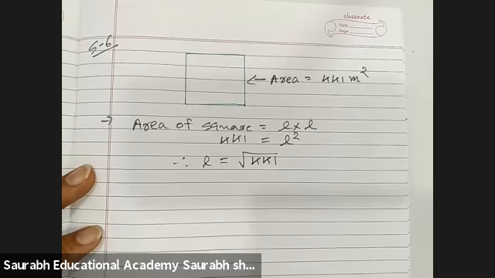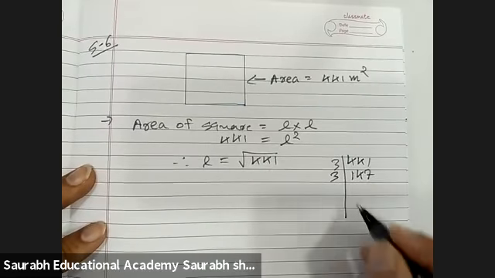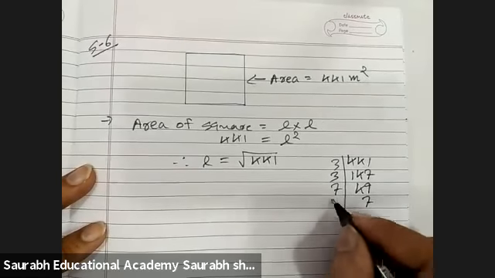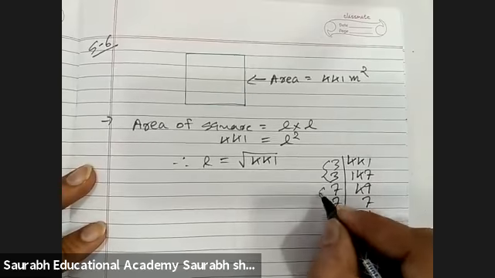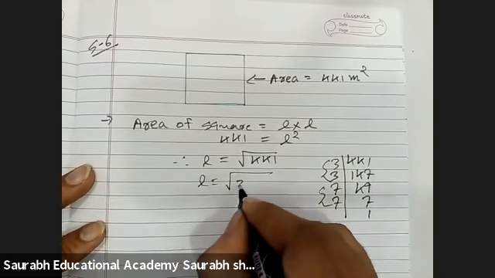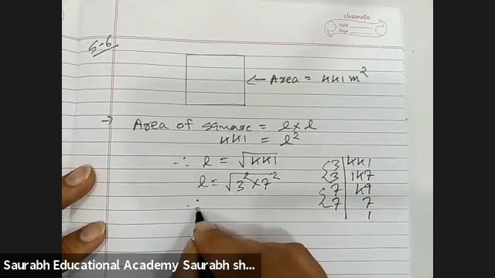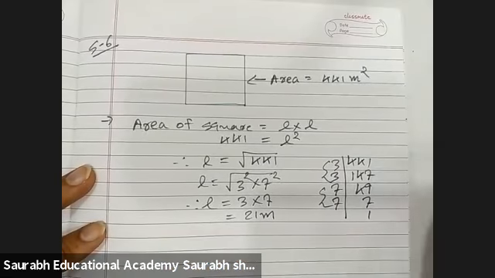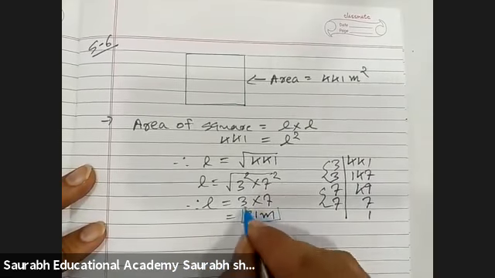Now, root of 441 by factorization method. Prime factorization, can we do that? Yes. 3s are 147. 3s are 49. 7s are 49. 7s are 7. And 7 is 1. So it is 3 square into 7 square. If we take root, it is 3 into 7, 21 meters. It is 21 meters.